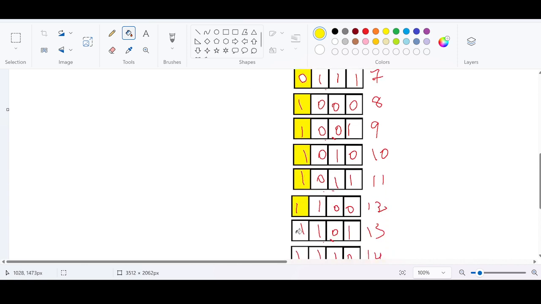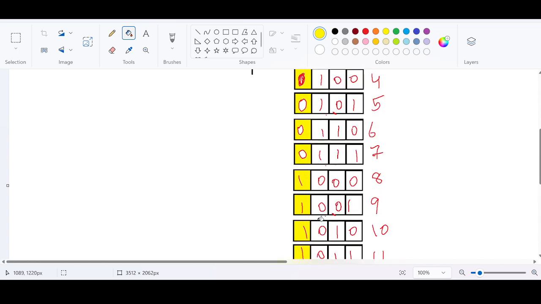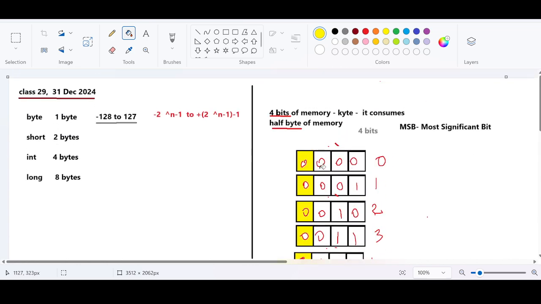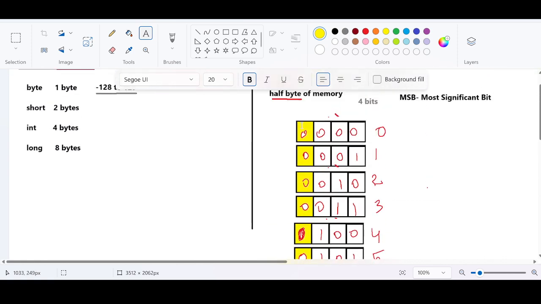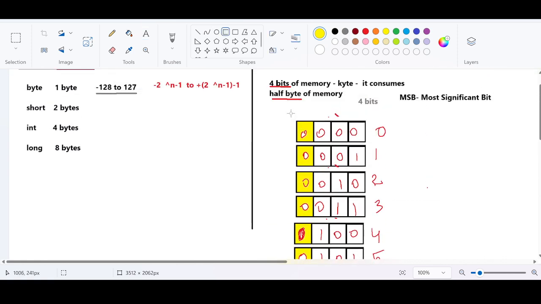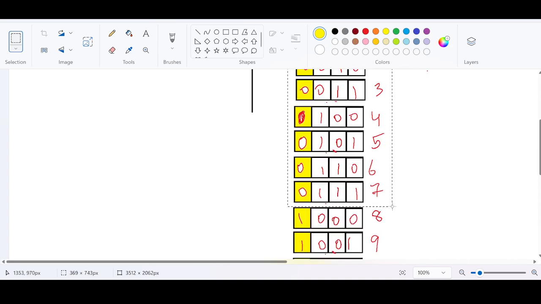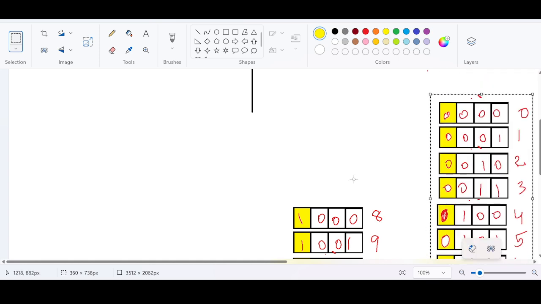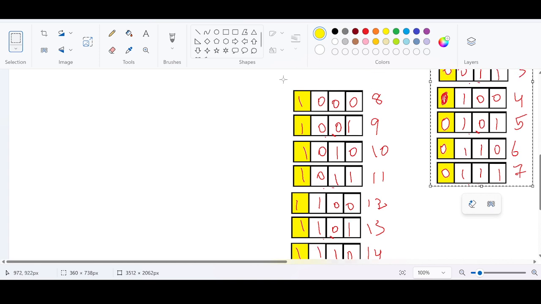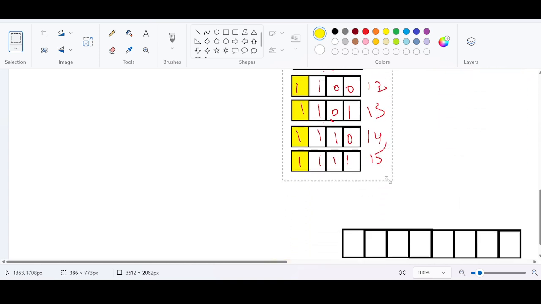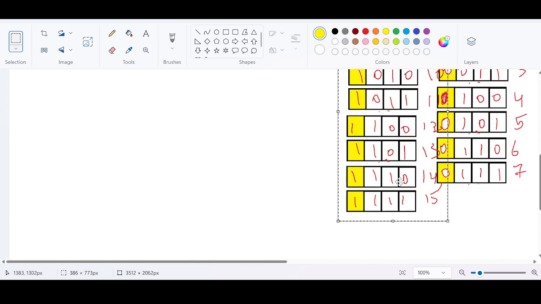Now, when I say most significant bit, go to the extreme left, and the extreme leftmost bit is called the most significant bit. If you see, there are only two possible values. Let me start from the beginning. From here to here, the value of the most significant bit is 0. I can separate that. And from 8 to 15, the value of the most significant bit is 1.